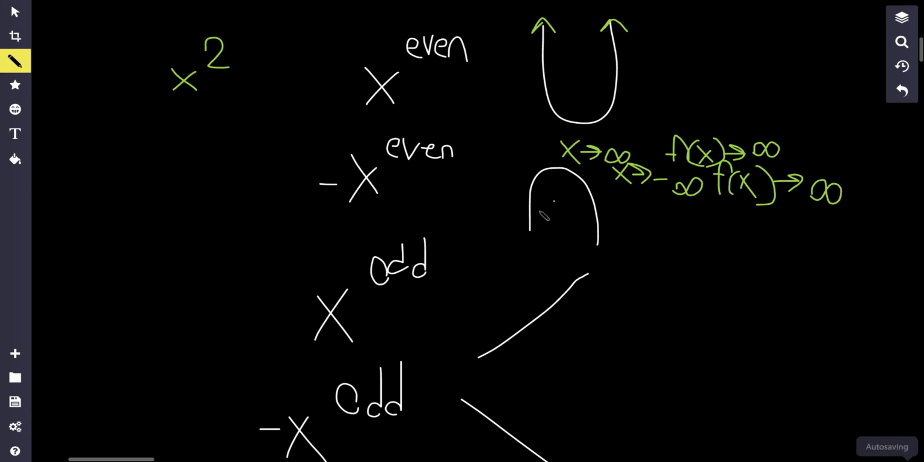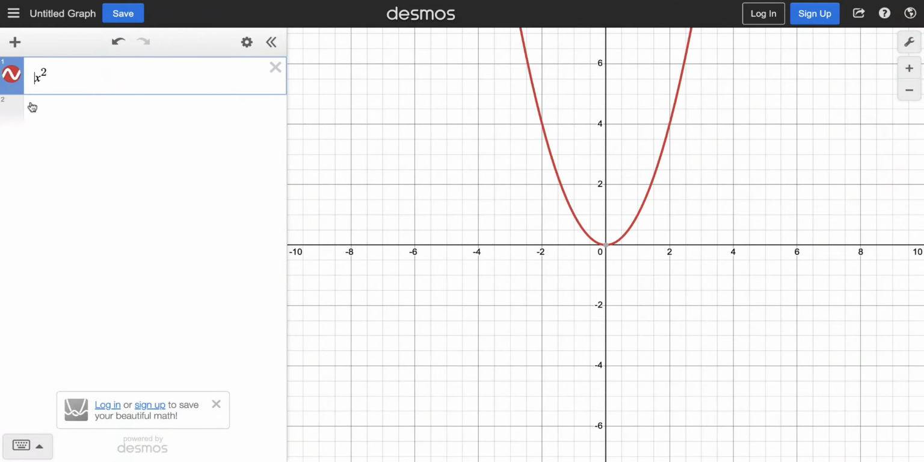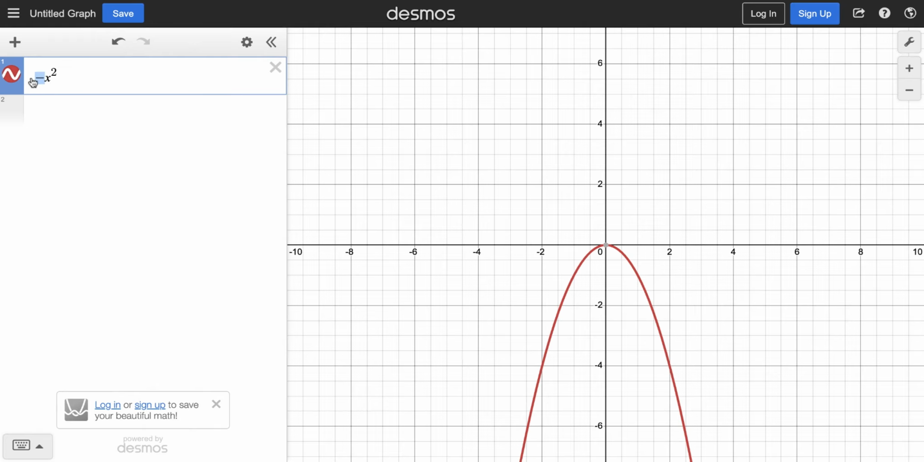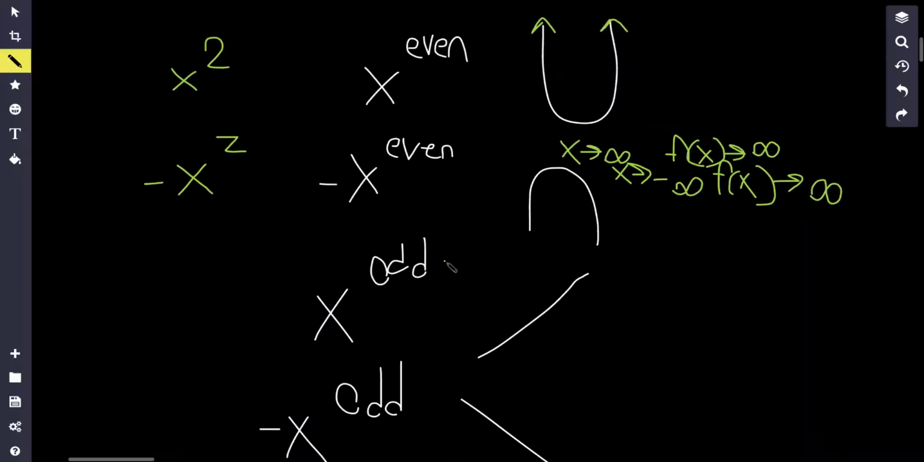And for this graph, if this is the graph of y equals negative x to the second power, so negative x to some even power, then it's just going to be the same graph but flipped. It's reflected about the x-axis. So if I have x squared, flip it around, put a negative sign in front. As x approaches infinity, our y value goes to negative infinity. As x approaches negative infinity, our y value approaches negative infinity.